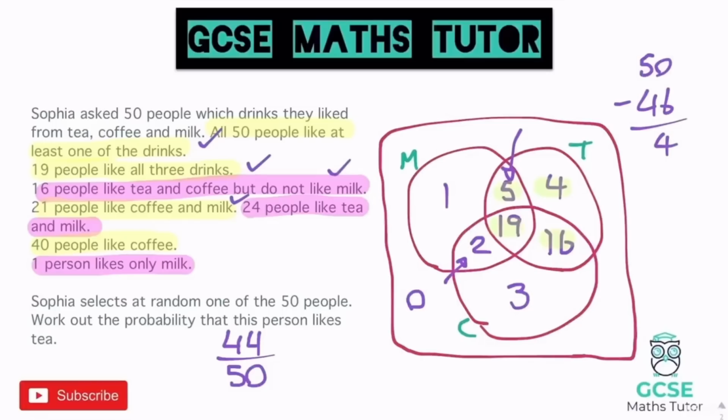44 of those 50 people like tea, and the rest don't like tea. You've got the 1 person that only likes milk, the 2 people that like milk and coffee, and the 3 people that only like coffee. So 44 over 50, and you don't need to simplify that. And that's our Venn diagram done. Just make sure you go through and tick them all off as you go so you haven't missed any.